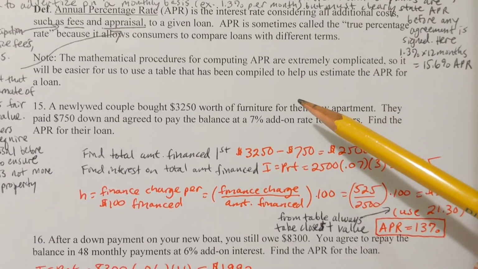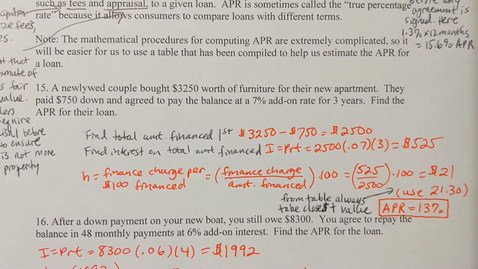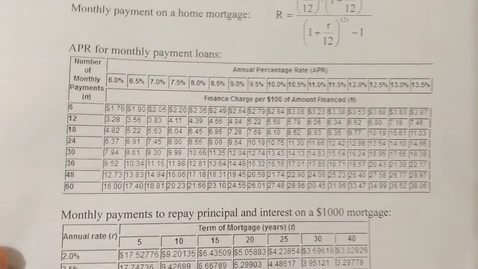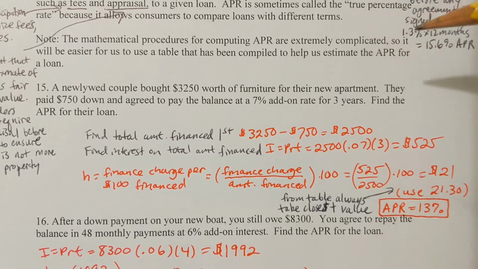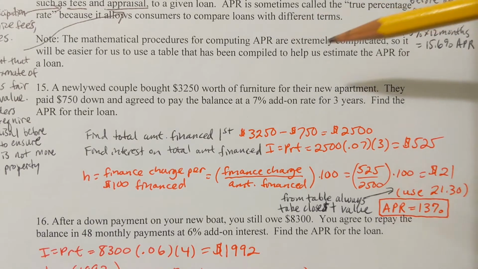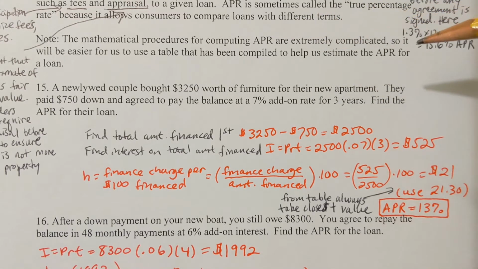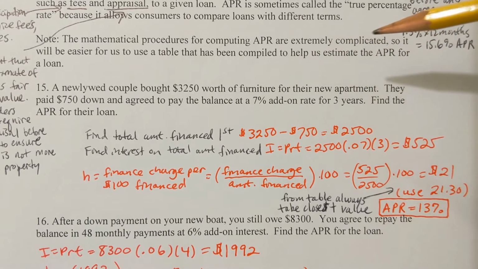Okay. There's a note there. The mathematical procedures for computing APR are extremely complicated. So it's going to be easier for us to use a table. This table right here is the APR table. It has been compiled to help estimate the APR for the loan. Okay.